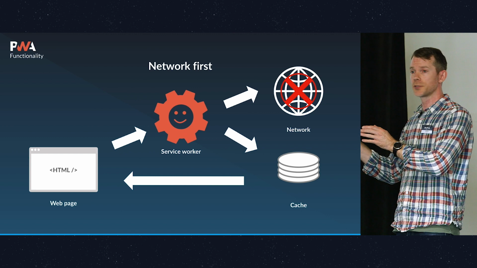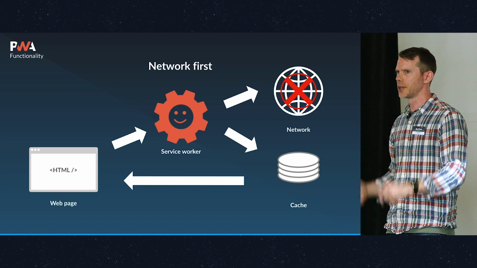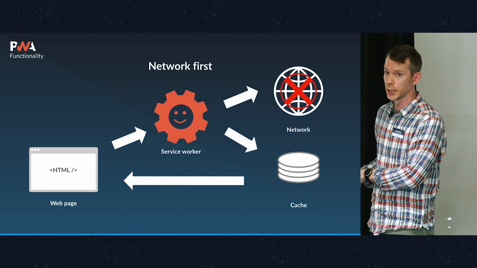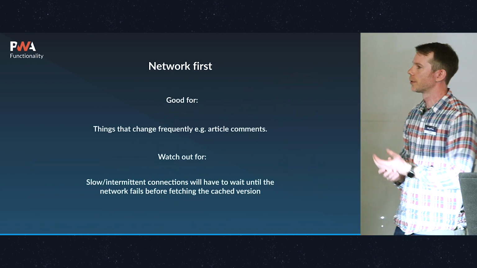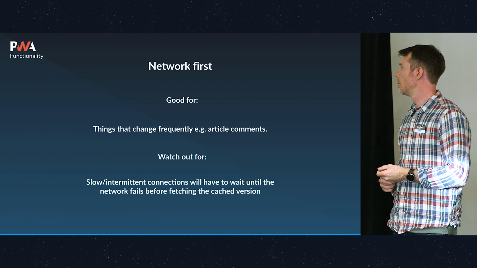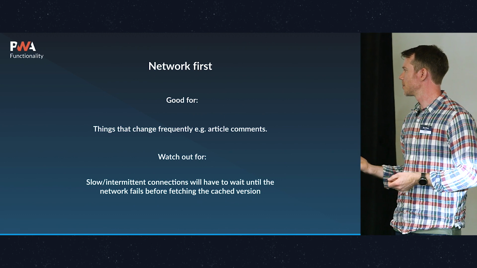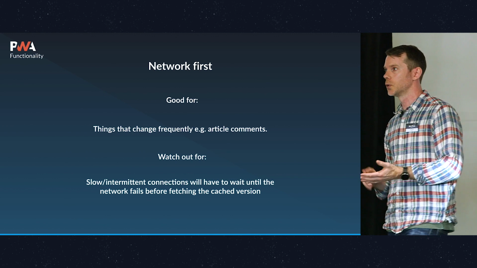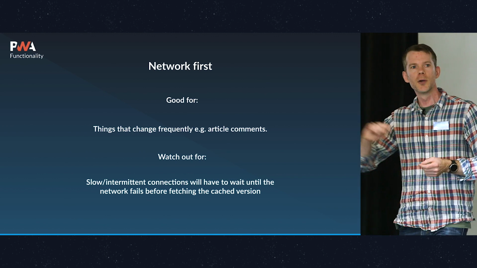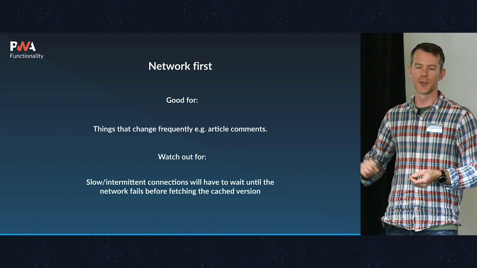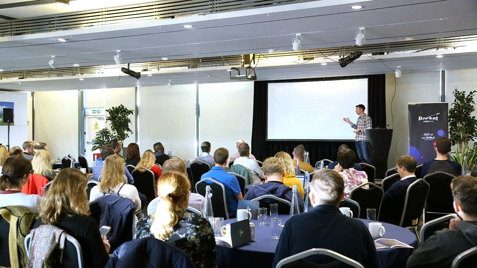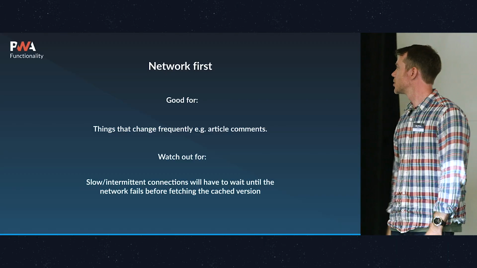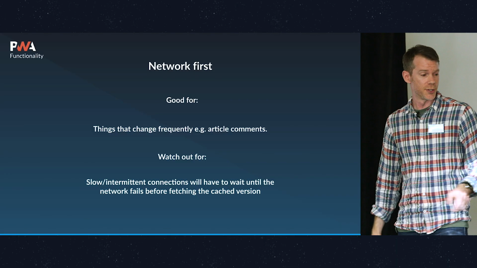So it goes to the network, we're in a tunnel or something, can't get it back, but I've got it locally, here you go. And that's good for when you've got stuff that changes frequently, but you've got to watch out, because if you're on a slow connection or something that cuts out, when it goes to the network, it has to wait for it to fail. So it'd be like, network, can you give me the cat GIF? Network, and maybe shouting network for a while, and then go, sod it, it's in the cache. So it's not the ideal one for all situations.